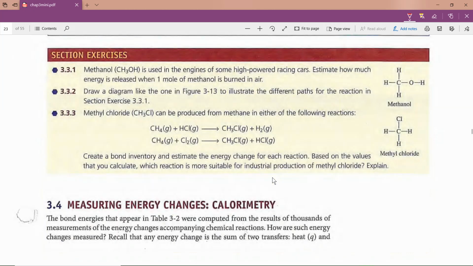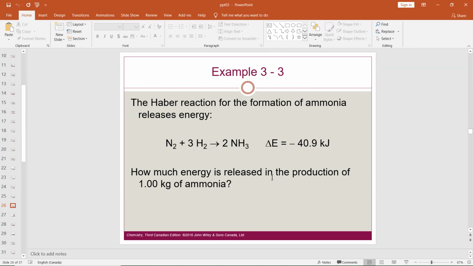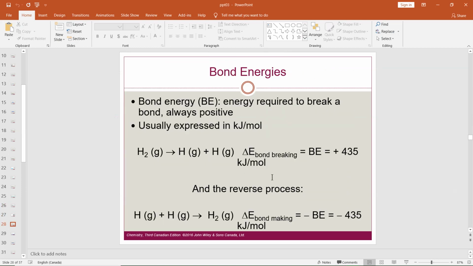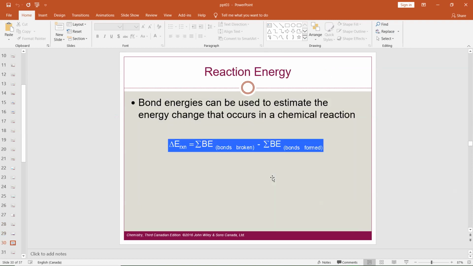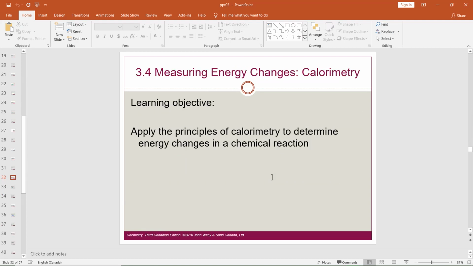Okay, so let me go to the PowerPoint and see if there's something else helpful. Bond energies, table bond energies, reaction energy. My delta E is the sum of the bonds broken minus the sum of the bonds formed. There's some examples that we looked at.